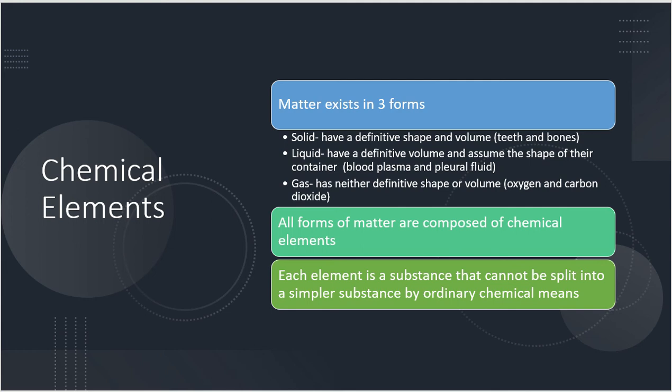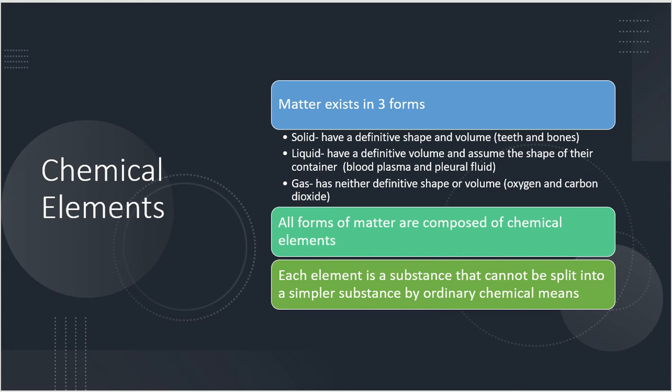And then our final form for matter to exist in is gas. This has neither a definite shape nor volume. So things like carbon dioxide and oxygen: the shape and the volume vary depending on the size and shape of the container that it's in.